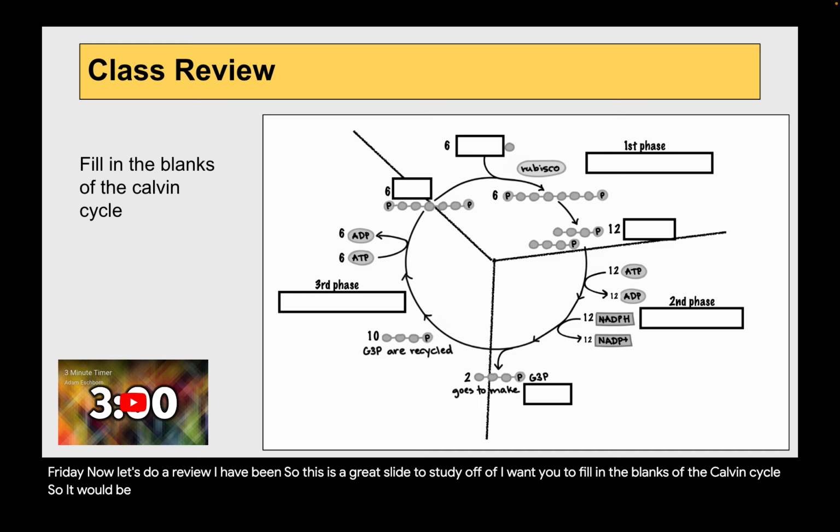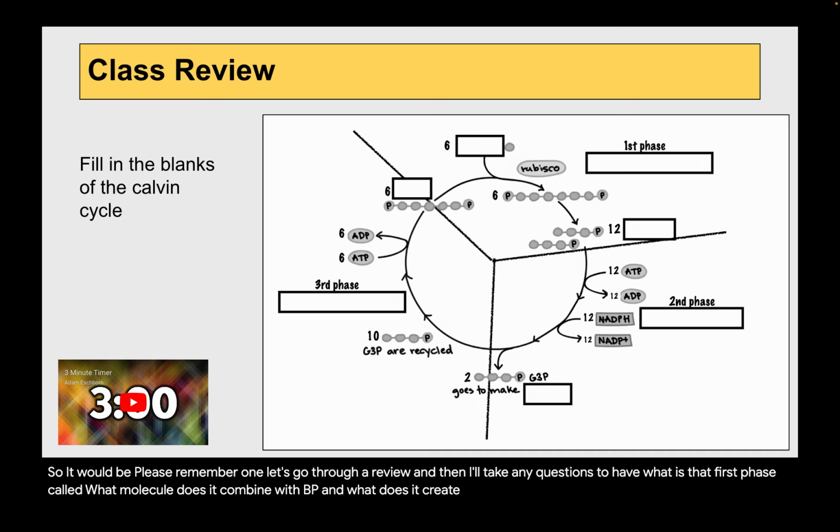Okay, stage number one, let's go through a review and then I'll take any questions we might have. What is that first phase called? Carbon fixation. What happens in carbon fixation? What molecule enters? CO2. What molecule does it combine with? RUBP. And what does it create? 3-phosphoglycerate, 3PG. Yes.